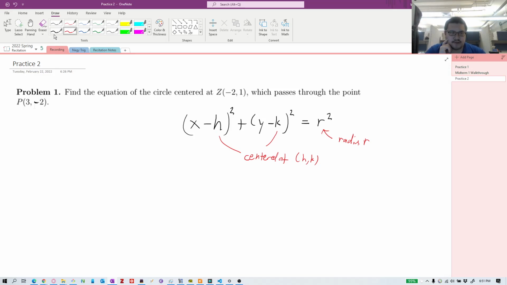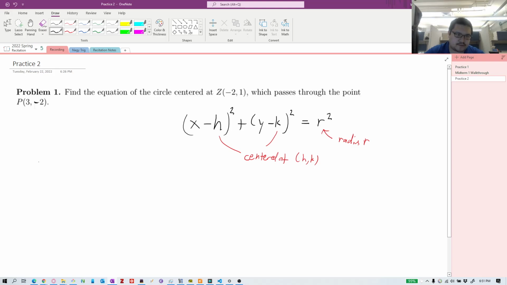Now to do this, well, there's 2 ways to go about this. One way involves figuring out what the radius length is by doing a distance formula between these 2 points. But the class has told me that there's another way that involves plugging both of these points in, which is valid. That will also work. So let's plug both of these points in, and let's see what happens. So Z is my center. I'm going to plug that in, and for H and K. And P, I'm plugging in for X and Y.